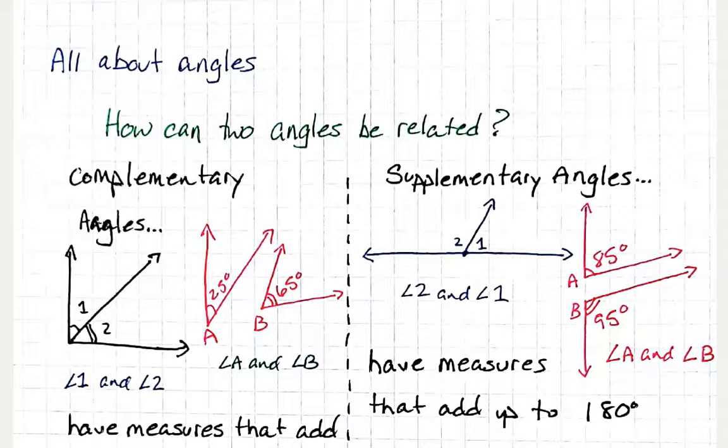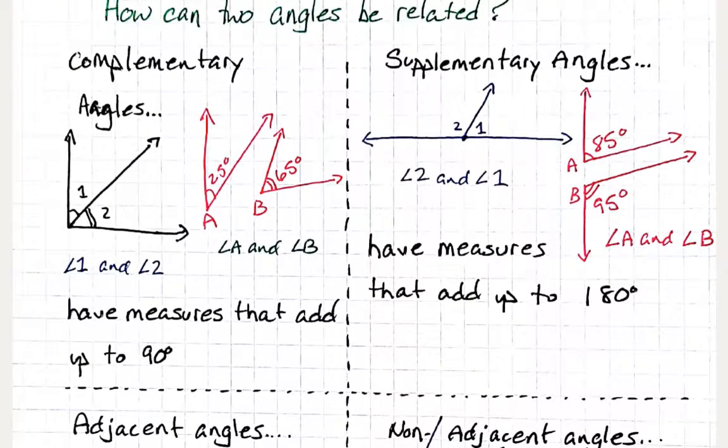All right, in this video, we're going to look at the answer to the question, how can two angles be related? Just like two people could be related, mother, father, kids, uncle, whatever, angles can have relationships with other angles. Here are some relationships they can have.